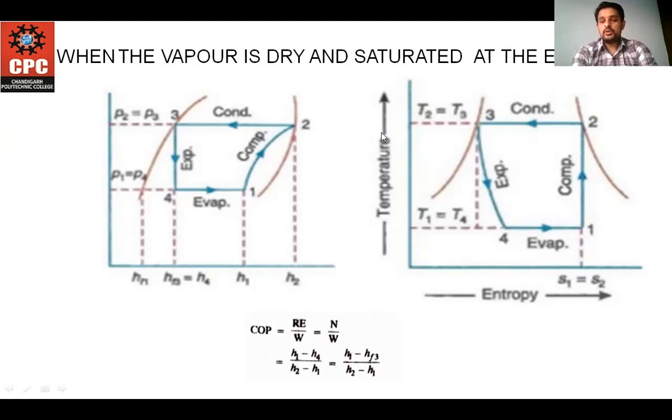In the temperature entropy diagram, you can see from 1 to 2 the process is compression. At the end of compression, point 2 is coming over the saturated vapor line, as you can see. So what is the effect of it? Obviously, this is COP, the coefficient of performance, that is refrigerating effect upon work done. This is your refrigerating effect, H1 minus H4, and this is your work done, that is H2 minus H1.